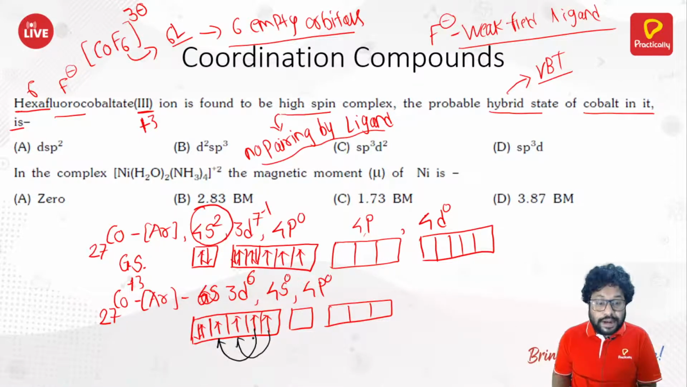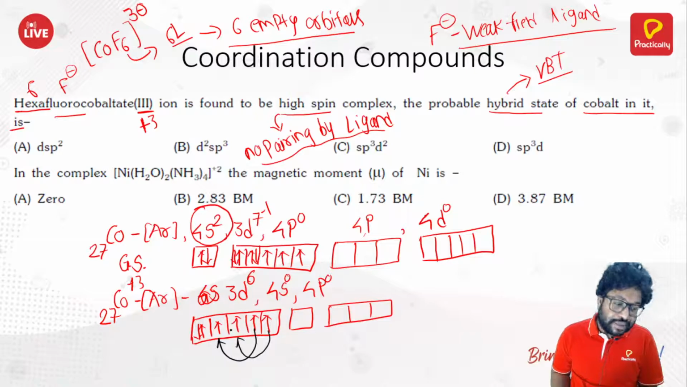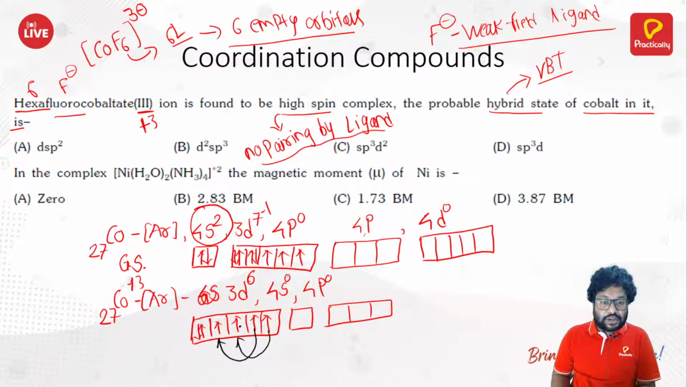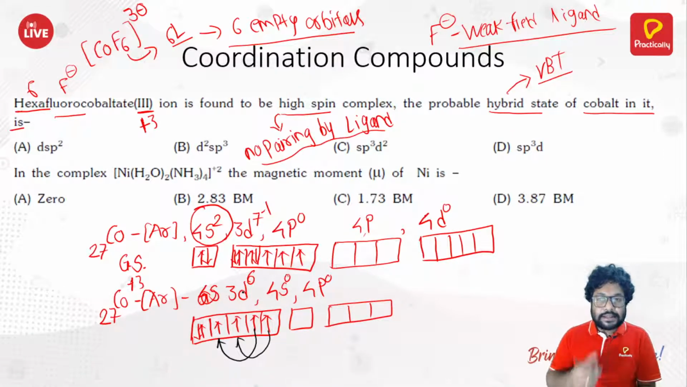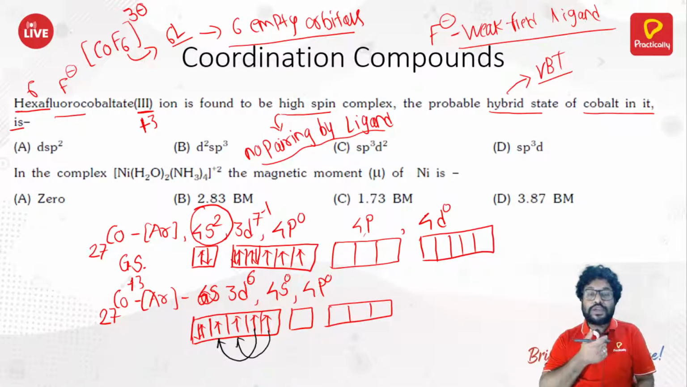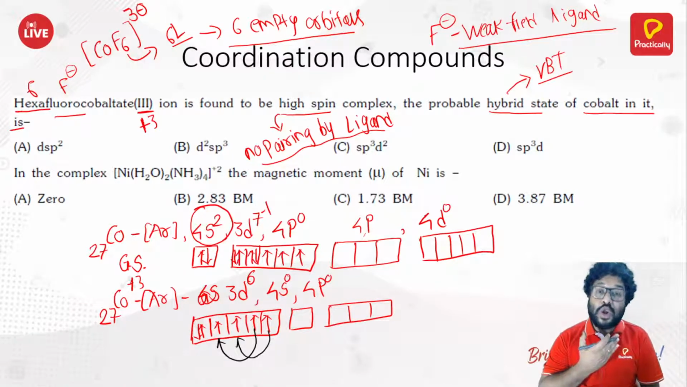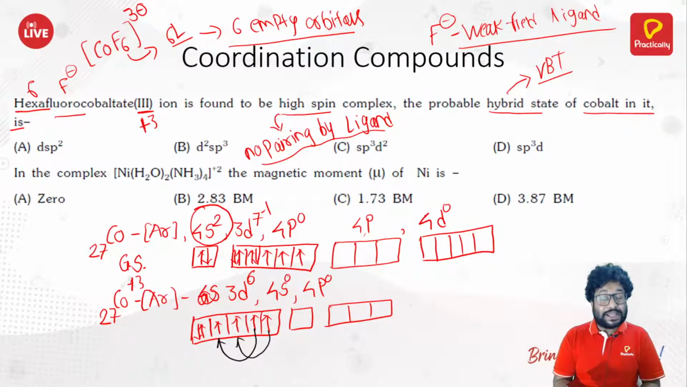It would have been d2sp3, but along with that, this electron would also have paired. When this electron has been paired, you would not have any unpaired electron here. So when you don't have any unpaired electron, that means spin is what? Spin is less. Then what do you call those complexes? You call those complexes low spin complex. In fact, it does not have any spin. I should call it a no spin.